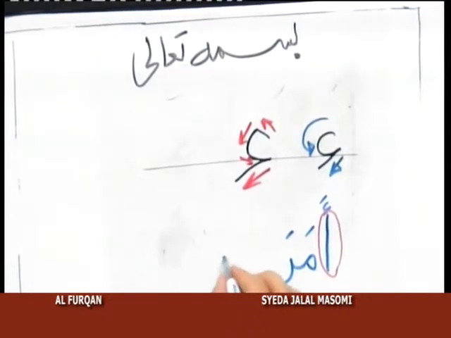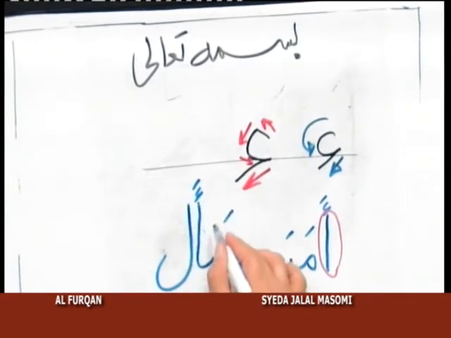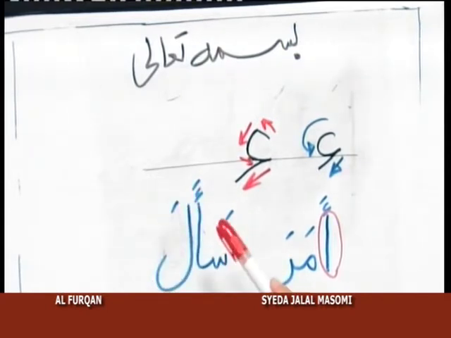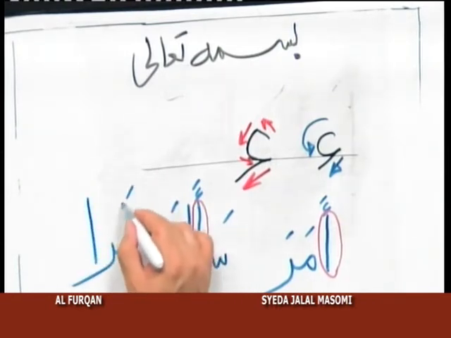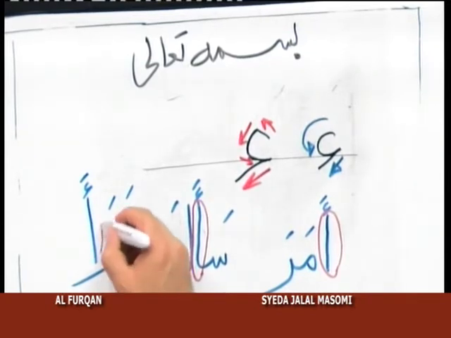Another example: we have sa'ala. In this case you see, dear viewers, we have hamza in the middle. So we say sa'ala. Of course we don't pronounce this alif. We don't say sala, or here we don't say amara. We say sa'ala. And another example at the end, we say qara'a. Also here we don't pronounce alif, we pronounce hamza.